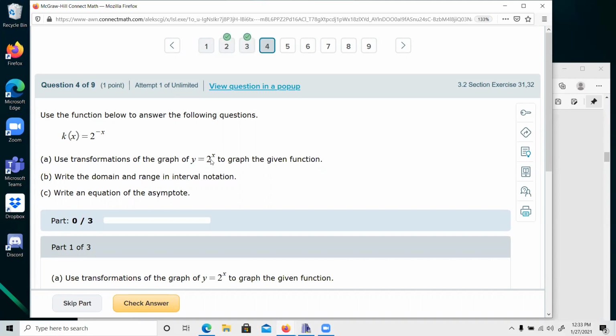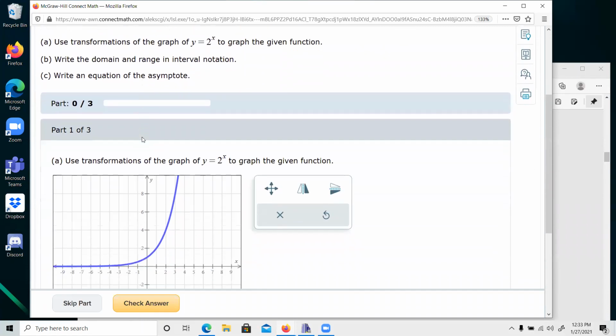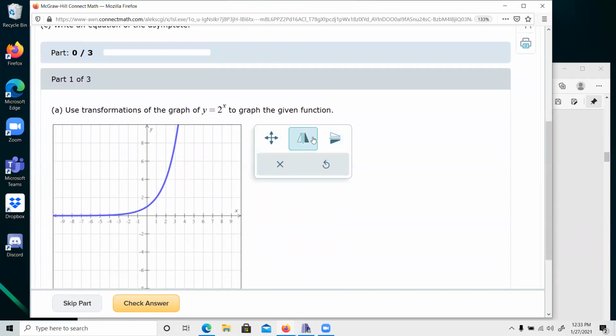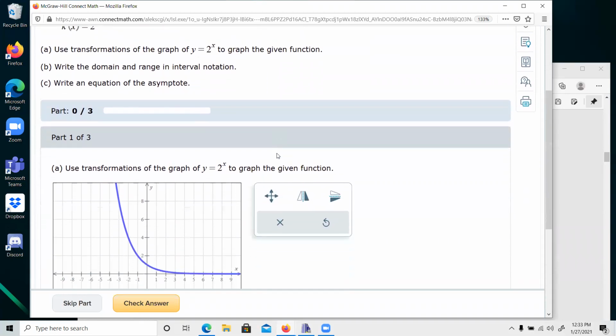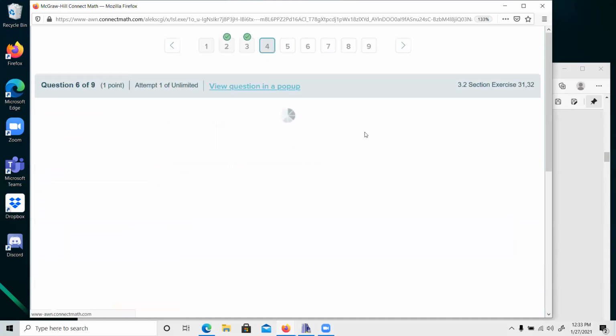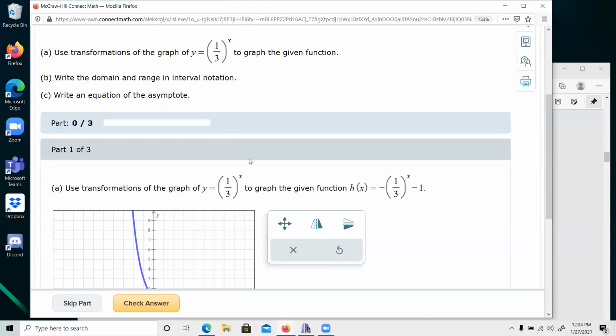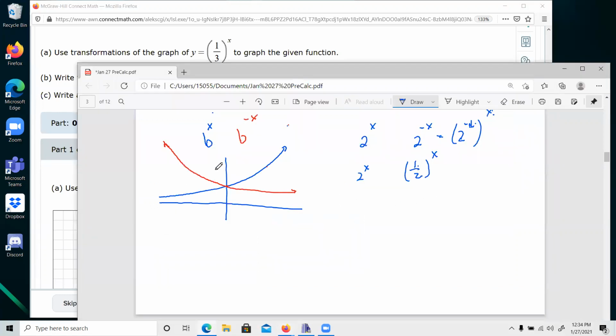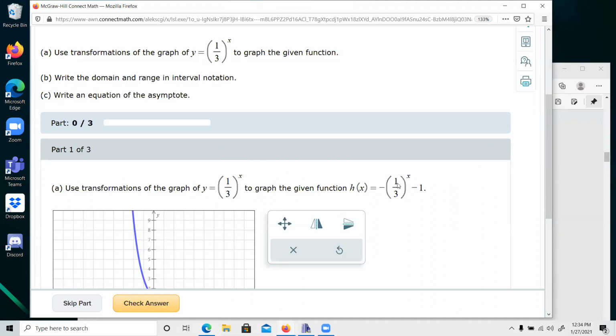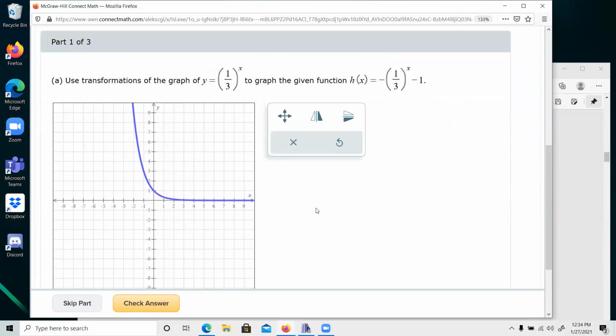Speak of the devil. We have to use transformations on the graph of 2 to the x to do this one. And since we're reflecting, it's just going to go the other way. We don't have to move it up or down. It's just going to go across this way. So we're just doing a lot of graph transformations here. And again, the way they lead you to do this is exactly the way that you really should be thinking about it. The reflections and the picking things up, that's exactly what you should be doing.